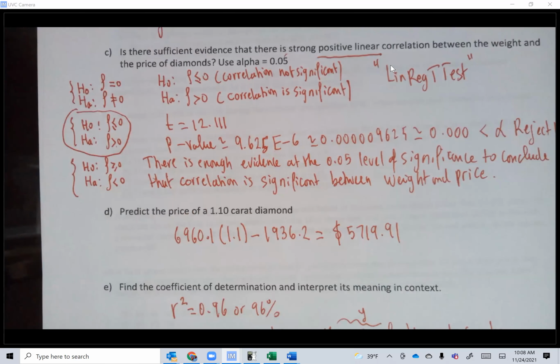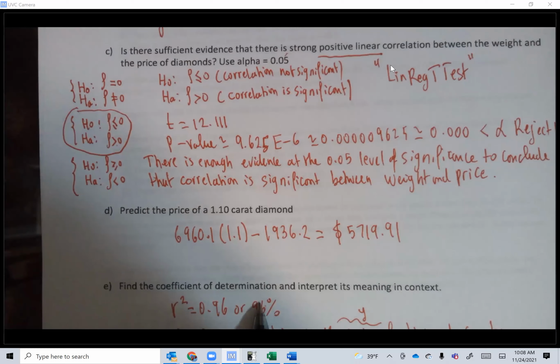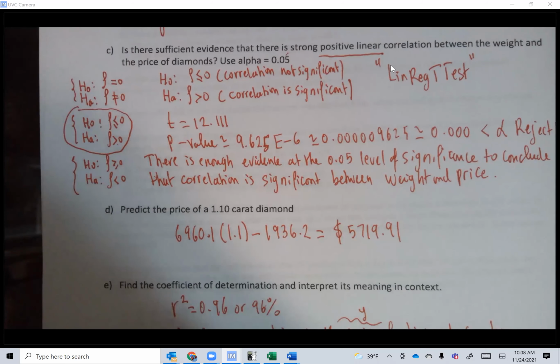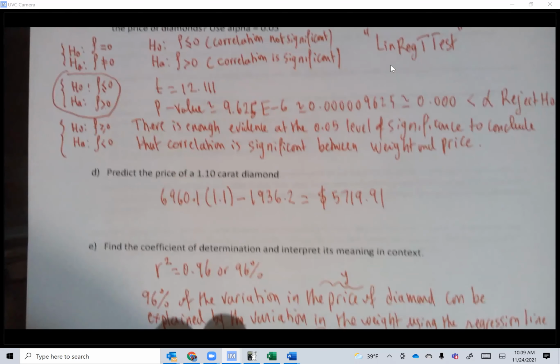So always for the interpretation of R squared, guys, whatever percent you get, let's say you get 85%, you say 85% of the variation in the Y variable can be explained by the variation in the X variable. And state what the Y variable is, state what the X variable is, using the regression line. That should complete it.